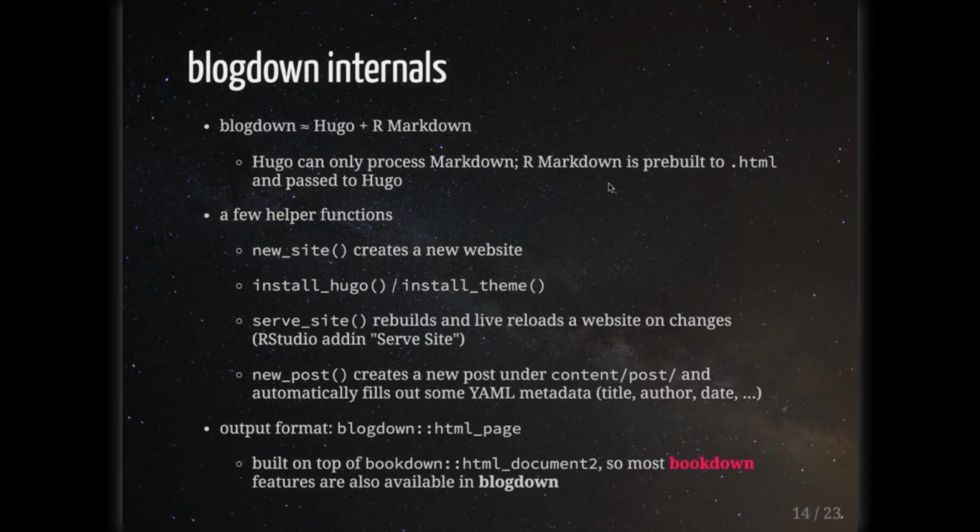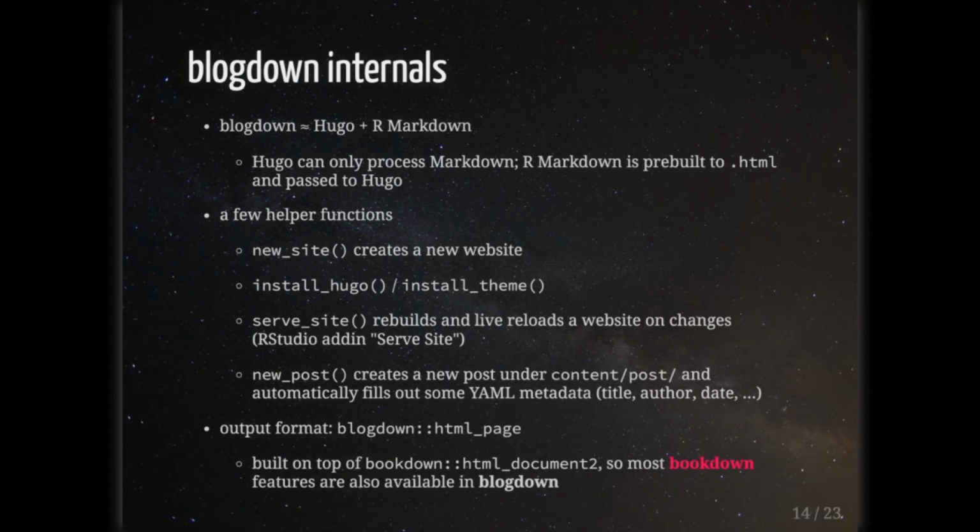So the way that Blogdown works is that we will compile your R Markdown files to HTML files and pass the results to Hugo, and Hugo will pick the output from R Markdown and Pandoc and build the website. So it will basically bypass the Markdown engine in Hugo.